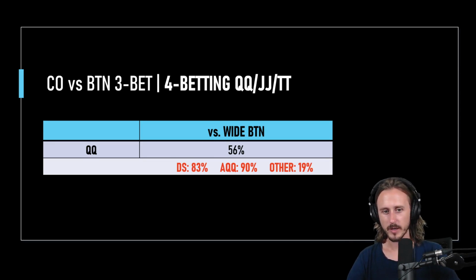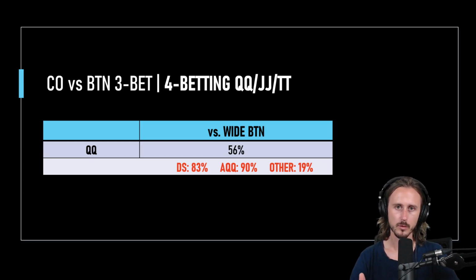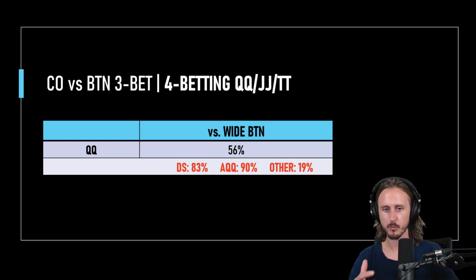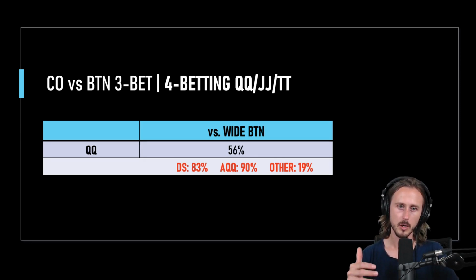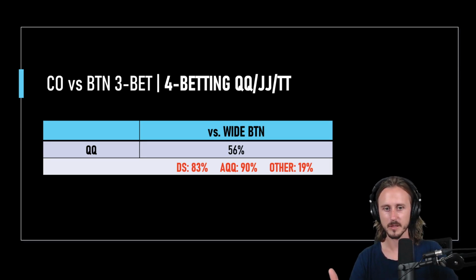So by separating them into different buckets here, double suited queens, queens with an ace, and the other ones, we can break it down better and make it more understandable for ourselves. And here you can see the separation and the differences. So double suitedness and holding the ace are extremely strong here and will make us lean more towards 4-betting. If we don't have either of those components, we are generally more going for the call here.